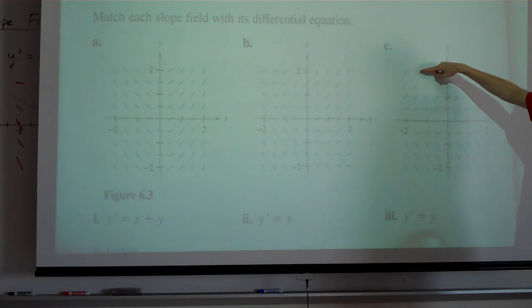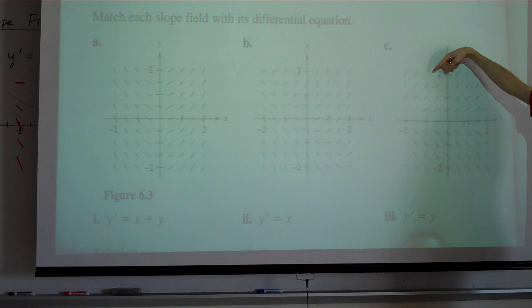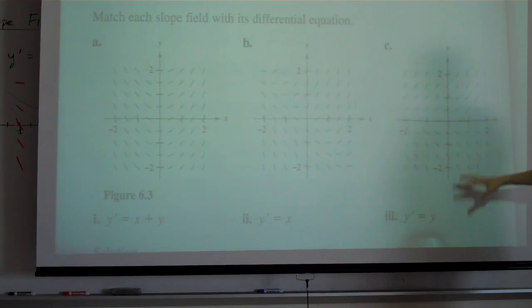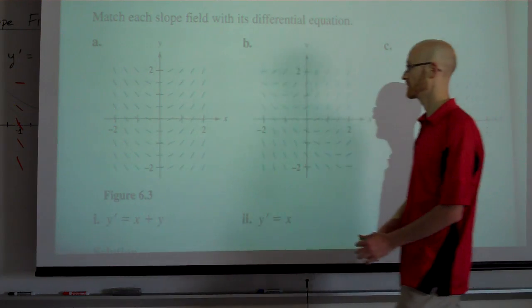Also notice all the y values of 2 all have the same slope. All the y values of 1 all have the same slope. All the y values of a half all have the same slope. All the y values of 0 are 0. So it seems pretty apparent that that one matches.